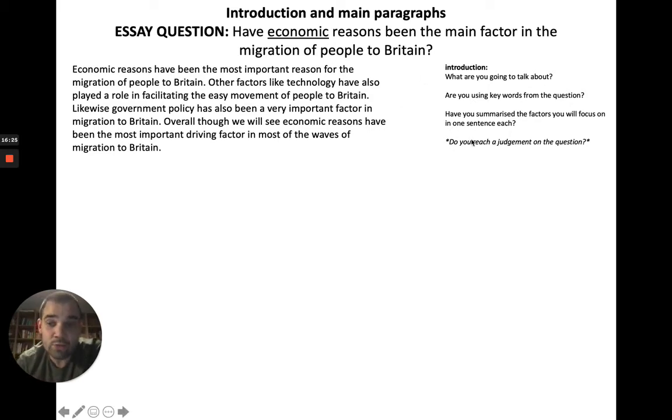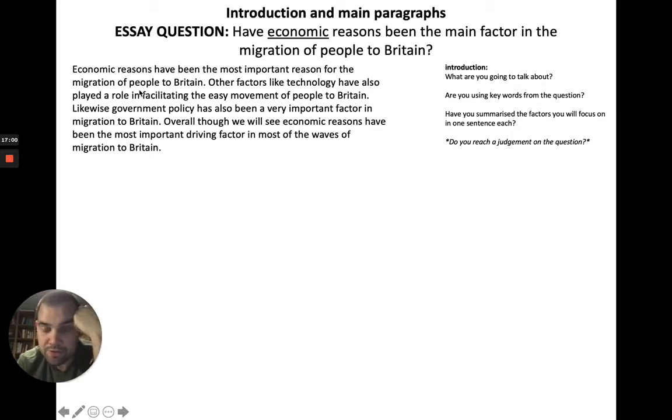And then finally, if you want to get in that top part of the mark band, you also want to, in your introduction, just have a sentence where you say, do you agree with what the question is saying, or do you think something else is more important? Okay. So in the case of this one I've done here, my essay question is, have economic reasons been the main factor in the migration of people to Britain? Economic reasons have been the most important reason for the migration of people to Britain. Easy first sentence, makes it clear that I am going to agree with the question, that economic reasons have in fact been the main reasons people move to Britain. So that's a really clear introduction to start.